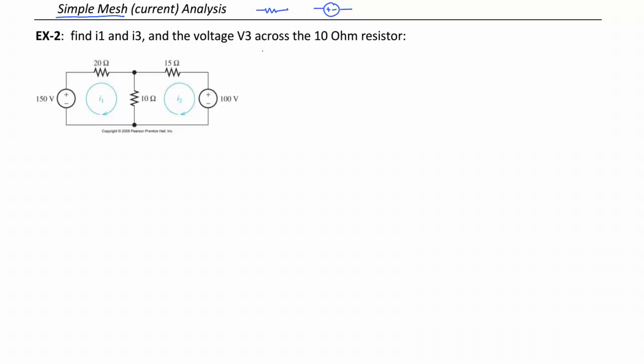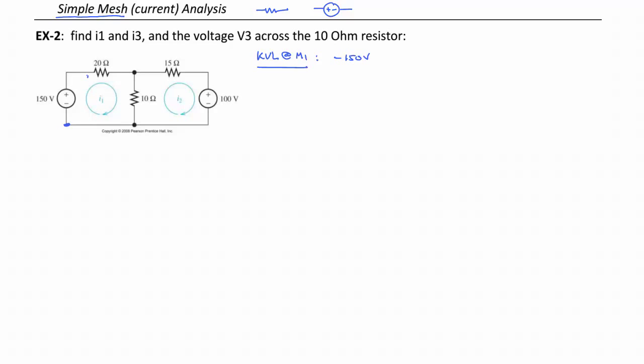Okay, so let's start with our first mesh, I1. So we'll say KVL at M1, mesh 1, or I1. M just stands for mesh. And I always start at the bottom left and go clockwise. So we encounter the negative sign of the 150 volts, so I'll add that in.